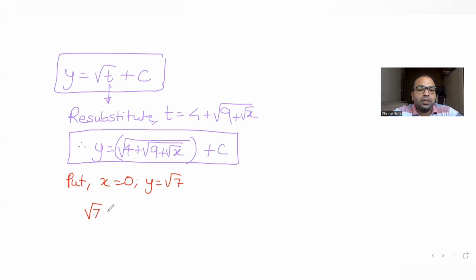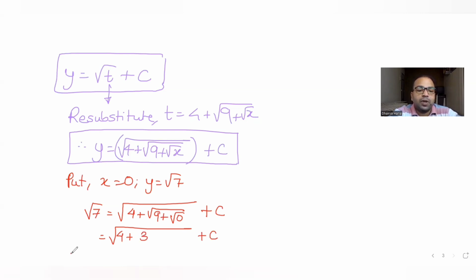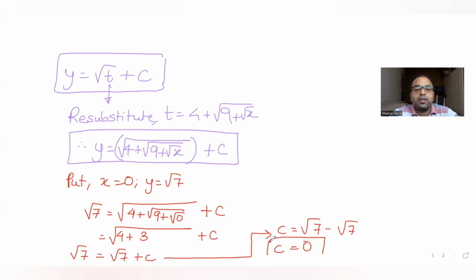So root 7 is equal to root of 4 plus root of 9 plus root of 0 plus c. So I get here root of 4 plus square root of 9 plus square root of 0, which is always 0. So 0 plus 9 is 9. Square root of 9 is 3. So I get here root of 7 is equal to root of 7 plus c. If I solve this further, I get c as root 7 minus root 7. That's equal to 0. So I get this constant of integration as equal to 0.